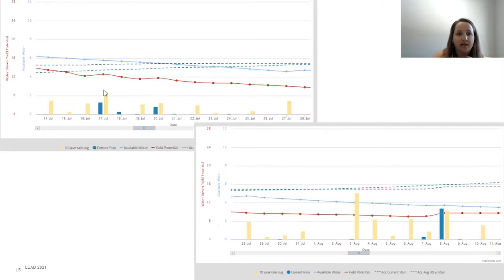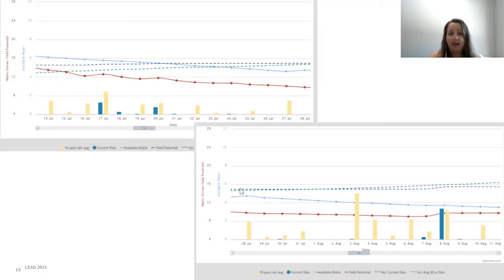Okay, so looking here, we are the middle of July to the end of July. It's no surprise that July and August were really dry in many areas of the province this year, or many of the areas that we had weather stations out in. Our crop available water is continuing to decline as that crop continues to grow, and our water-driven yield potential declines as well. Towards the end of July, our accumulated rainfall and our 30-year average is tightened up again, if not equal.